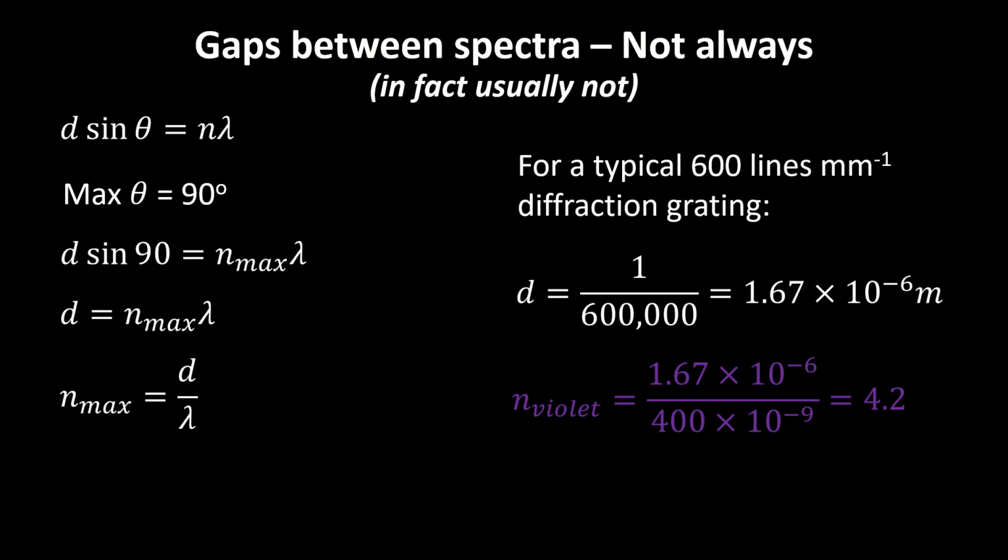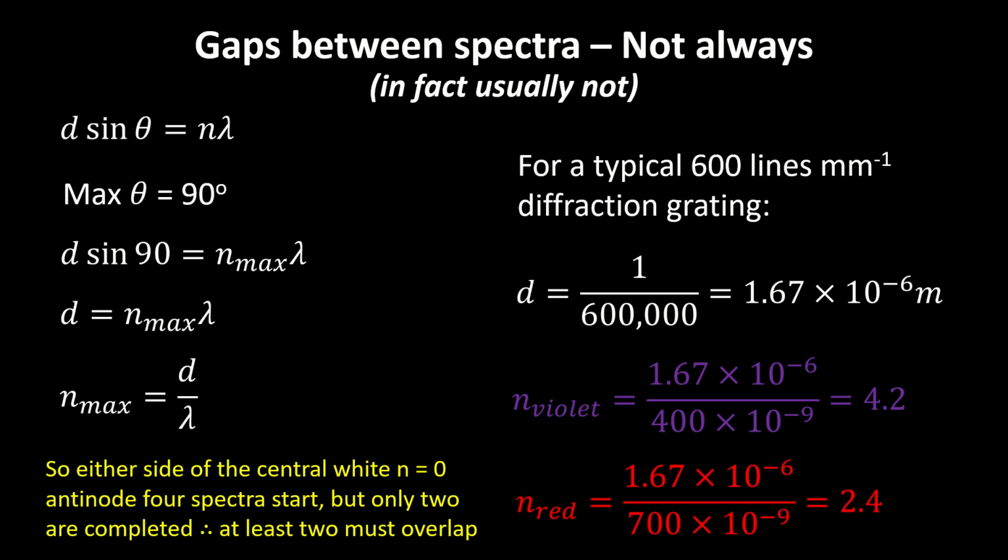That means, now there can't be 0.2, but there will be 4 violet antinodes either side of the central n equals 0. So including those, and on both sides, there would be 9. So 1 in the middle and 4 on each side. So there would be 9 violet antinodes. But if we do the same thing with red, so 1.67 times 10 to the negative 6 divided by 700 nanometers, we only get 2.4, which means that there will be 2 each side and the 1 in the middle, so 5 in total.